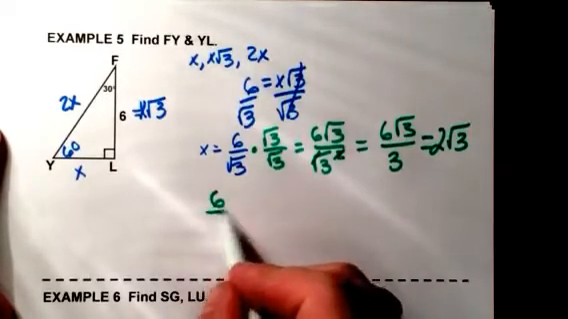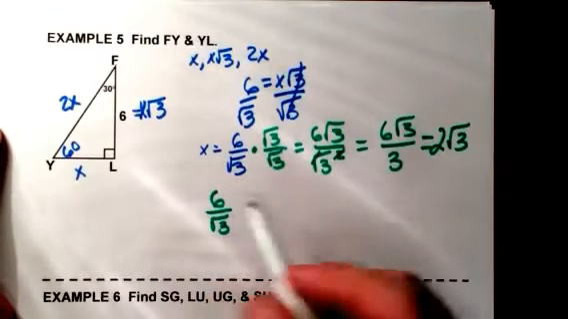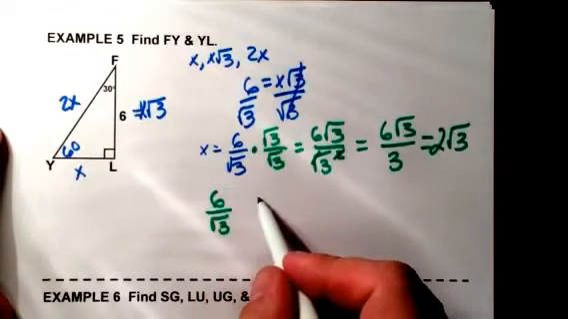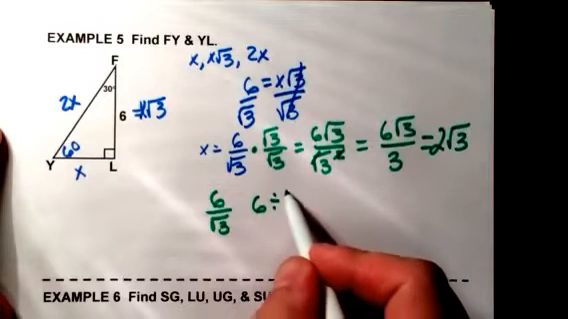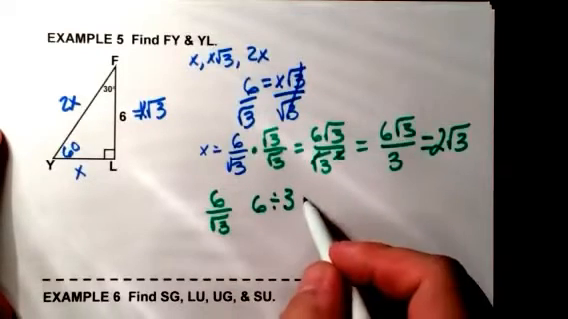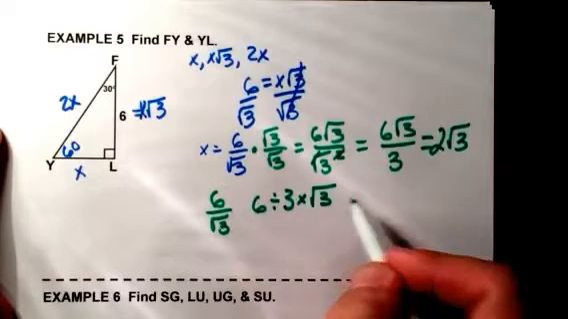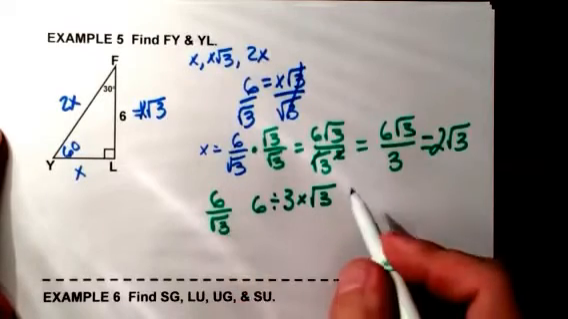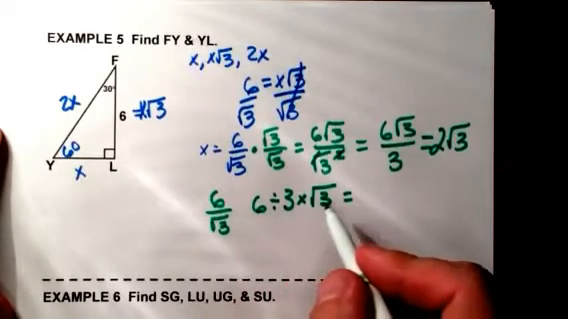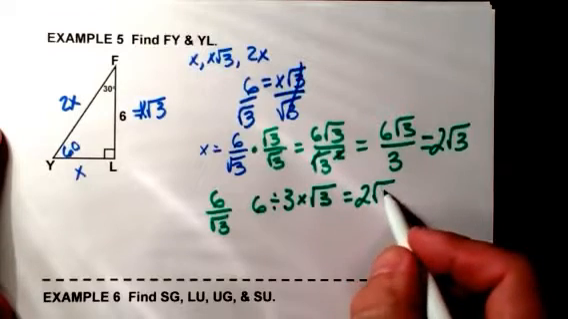If you remembered your shortcut, you could have said right here at this point, I could have said 6 divided by 3, because 3 is under my radical, times the radical 3, because that was my radical. 6 divided by 3 is 2, times the radical, 2 radical 3.